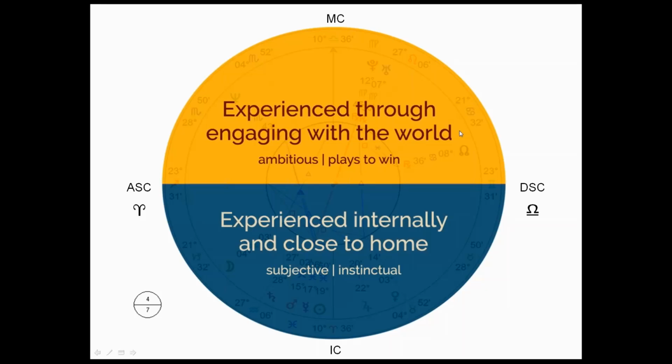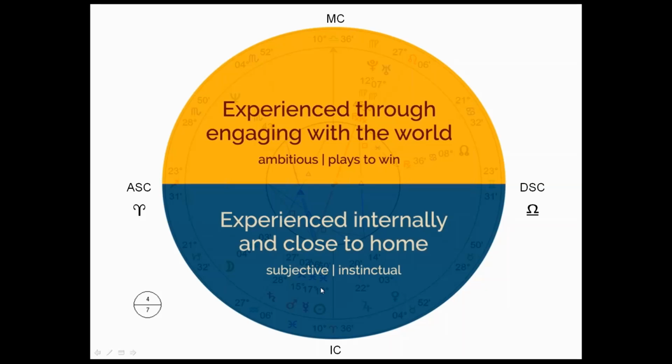I like to say that people born with a lot of stuff in the top part of the chart are sort of what you see is what you get. Whereas people with lots of things underneath the horizon, there's usually a little bit more there than meets the eye. And they can take a longer time to get to know. And as you can see in this chart, an overwhelming majority of the planets are underneath the horizon.